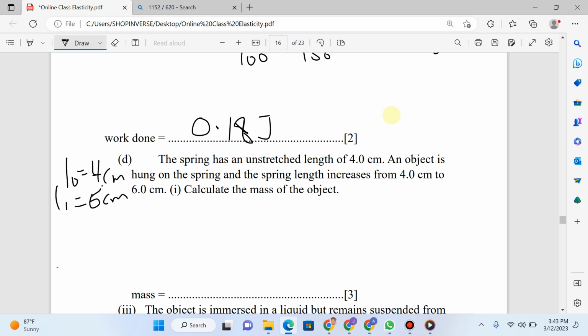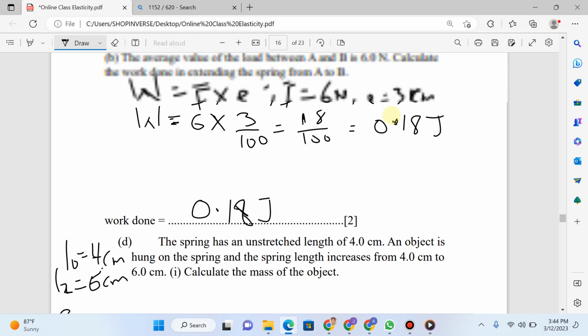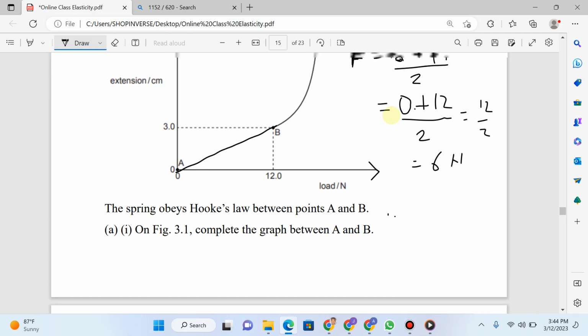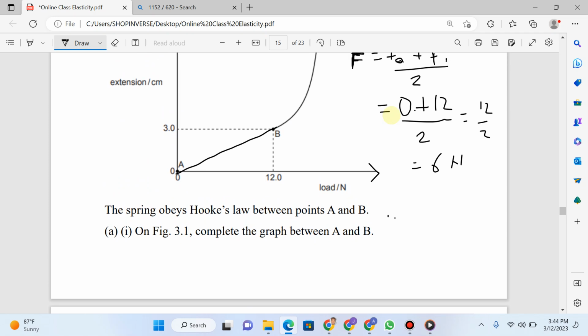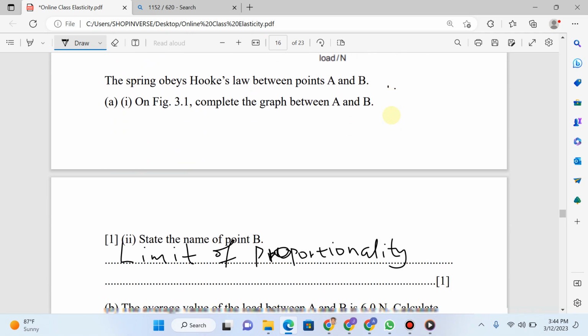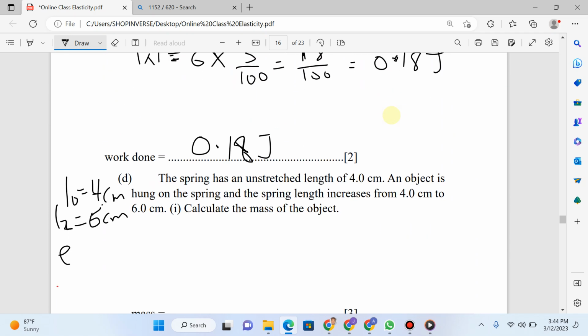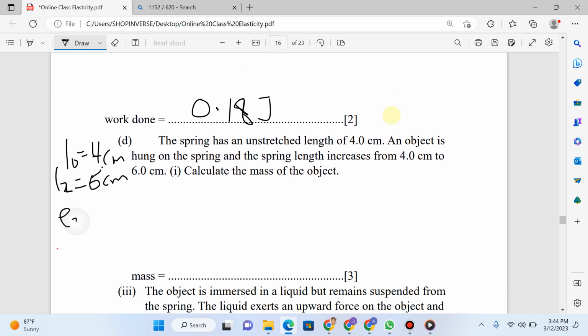What does that mean? Let me call this L2, because we already have an L1 and an E1 from before. So this is L2, 6 centimeters. Automatically, our E2 becomes L2 minus L naught. L2 is 6, L naught is 4, so your E2 is 2 cm.